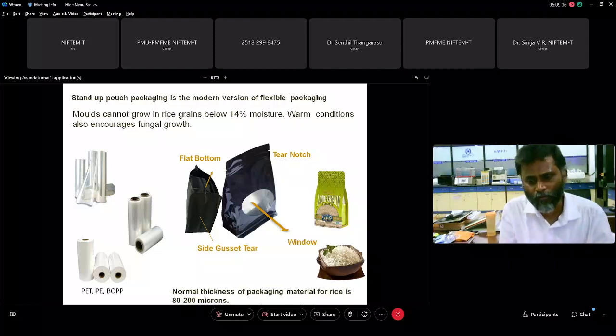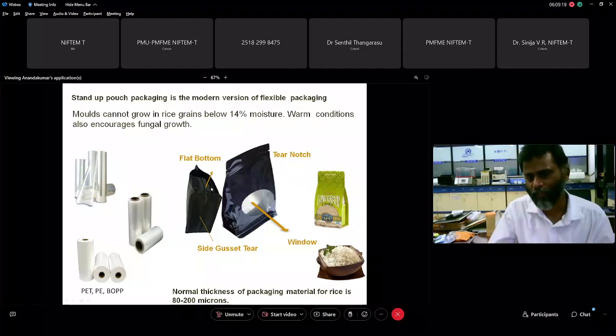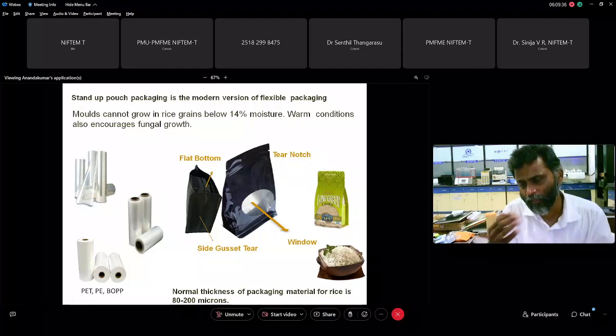Whenever you want to get this type of packaging material from the market, they may ask what volume of pouches you want. They may also ask about the flat bottom, the width of the gusset, as well as the side gusset. This width ratio we have to tell the suppliers, and accordingly they can supply the materials. Nowadays you can also see packaging material with see-through windows, so that the product you are packaging in the pouches can be seen by the consumer. Like that, see-through products are there.